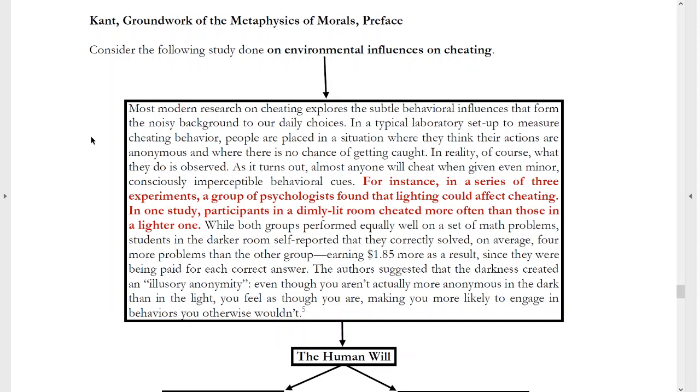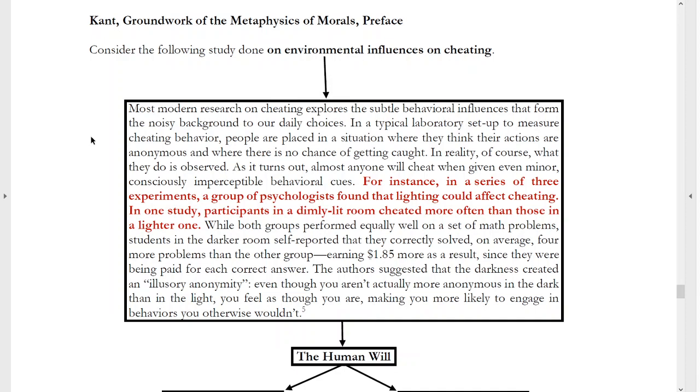In reality, of course, what they do is observed. As it turns out, almost anyone will cheat when given even minor, consciously imperceptible behavioral cues. For instance, in a series of 3 experiments, a group of psychologists found that lighting could affect cheating. In one study, participants in a dimly lit room cheated more often than those in the lighter one.